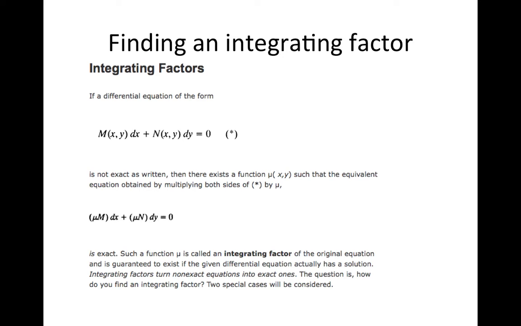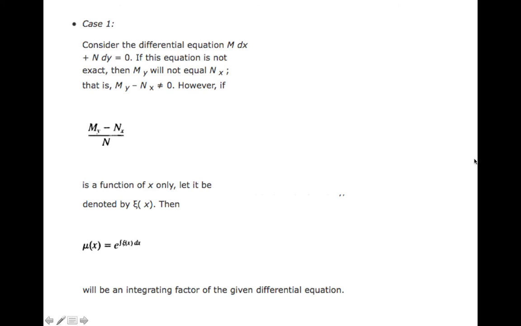And so now we want to look at how would we find an integrating factor, and it's basically an algorithm that's outlined here. So the first case, let's take our differential equation m dx plus n dy is equal to 0. Say that it's not exact, meaning that the derivative of m with respect to y will not equal the derivative of n with respect to x. And by the way, in this particular set of notes, this little n with a subscript x, that's referring to the derivative of n with respect to x. This is referring to the derivative of m with respect to y. So it's just a different kind of notation.